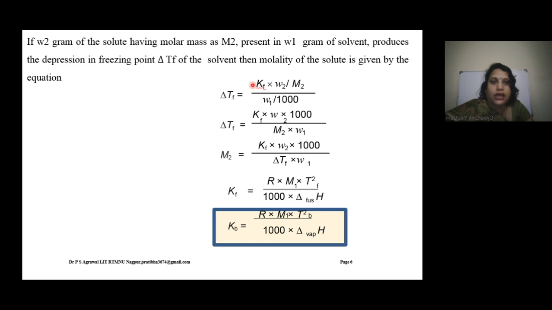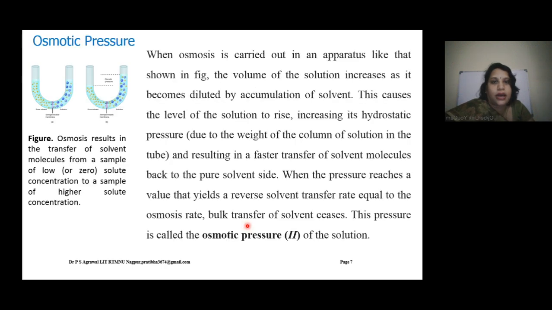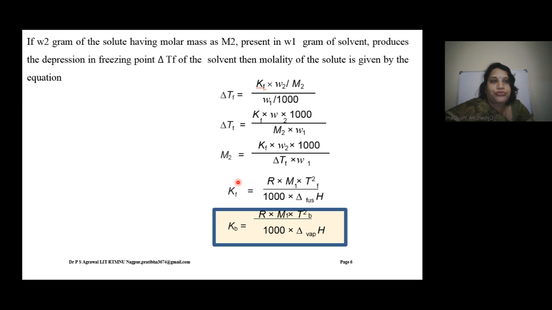Now again we can replace the mole fraction by the terms of m equal to W2 upon M2 upon W1 upon 1000. We can keep the values and we can find out the expression for Kb. In this Kb expression, the molar mass can be determined. So the values of Kf, Kb, all these values depend on the nature of the solvent and not on the solute. This delta H, fusion or vaporization, represents the enthalpies for vaporization as well as the fusion.